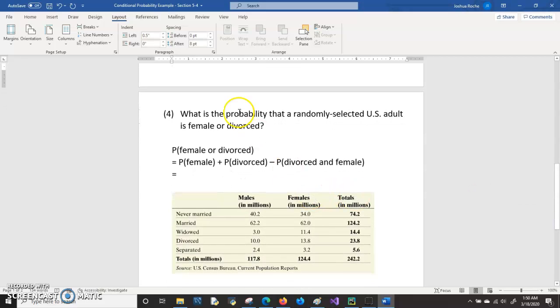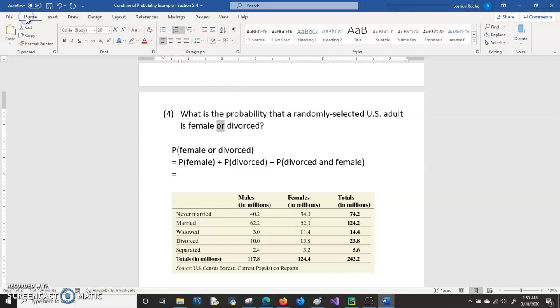Here's another question. What's the probability that we select an adult and that person is female or divorced? And the key word here is or. And remember that when you see the word or, you're going to end up adding probabilities. And in fact, you have to add the two probabilities and then subtract the overlap.